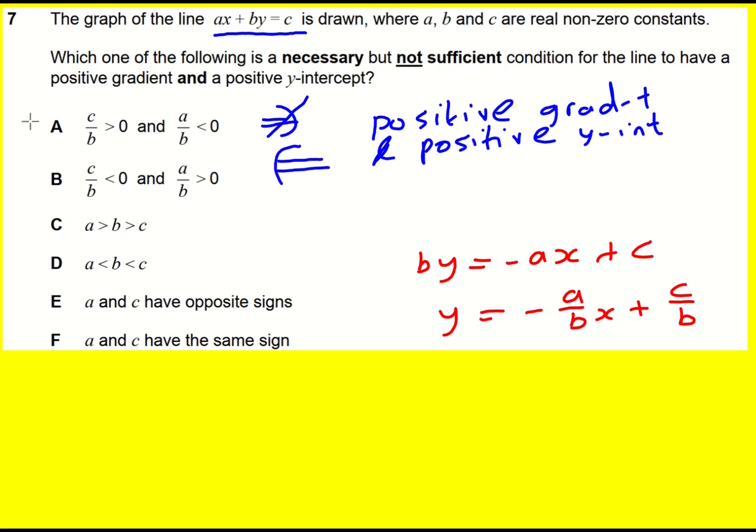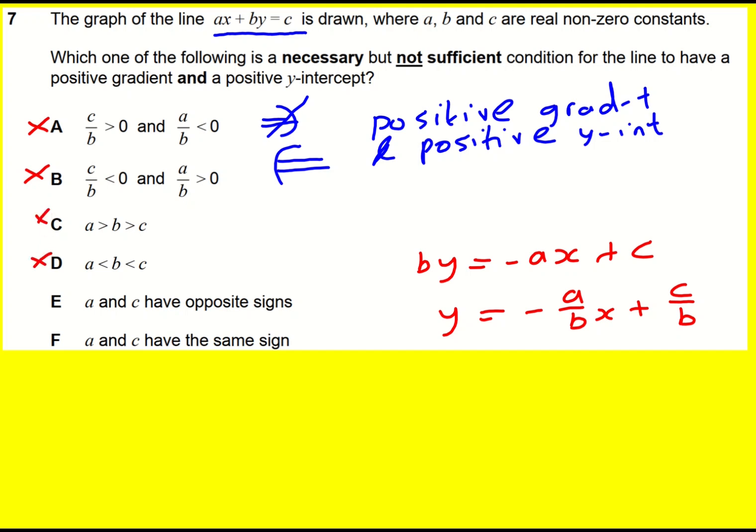So actually we can see that's not it because we're not looking for a sufficient condition. We're looking for it to not be sufficient. If c over b was negative, actually we'd get a negative y-intercept. That wouldn't imply it either way. But would a positive y-intercept imply c over b was negative? No, it wouldn't. So this one's out. A being bigger than b or a being less than b doesn't really come into it because it's really all about the signs in this case.